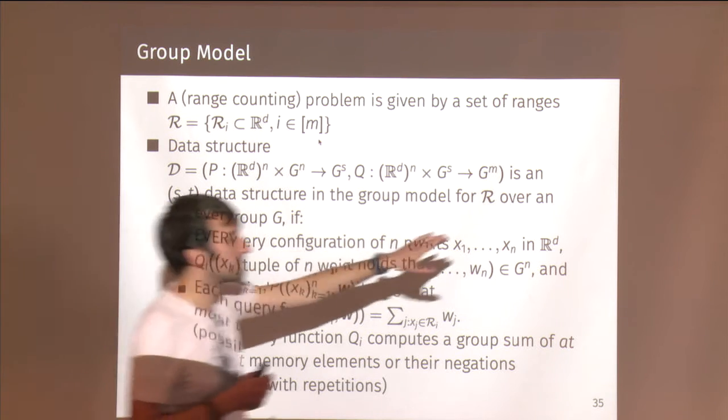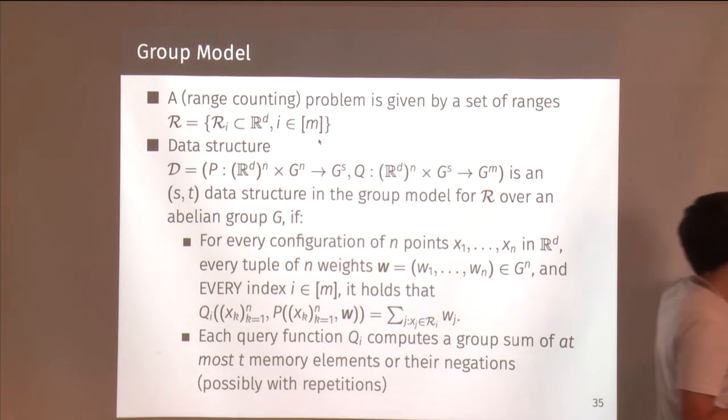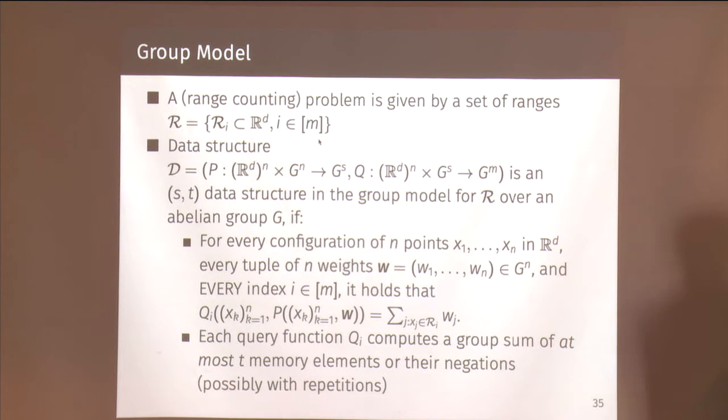This is a range counting problem. That is, there are two kinds of inputs: points, say in the plane, and each of them has a weight. The weight is from the group. So the problem looks as follows: there are a bunch of points in the plane and elements of some group, a weight for each of them. Each query is a range; sum up the weights there. Every query can know about every single location.